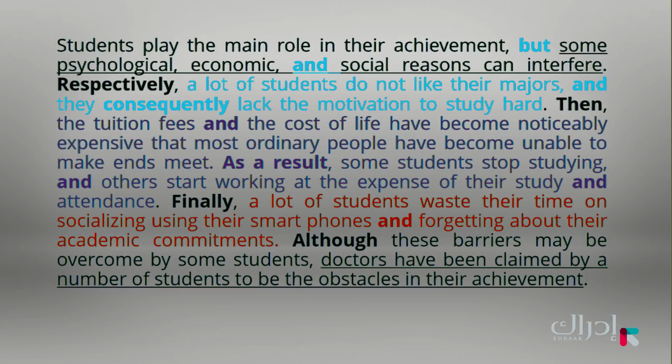Then the last sentence in paragraph 2 starts with although. Although is a signal word of change. The mentioned change is that doctors have been claimed by a number of students to be the obstacles in their achievement. Notice that the whole paragraph discusses the student's role, and this sentence introduces the instructor's role, which is a change. This leads us to the following paragraph, paragraph 3, which is about the instructor's or the doctor's role in the student's low academic achievement.